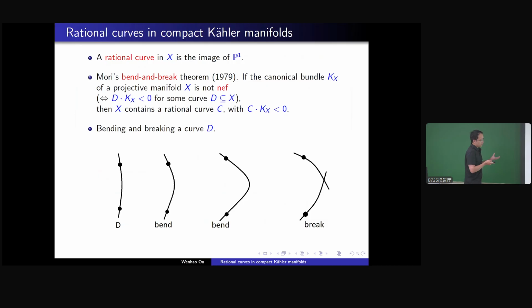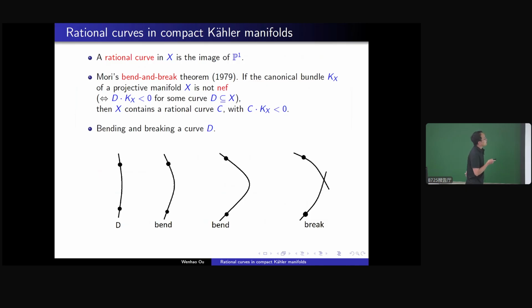We can imagine this happening in the real world, right? When we bend a string sufficiently, it will break. And one of these curves will have a smaller genus. We know that a rational curve is the curve with the smallest genus, genus 0. So we can continue this procedure of bending and breaking, and every time we reduce the genus, and finally we will obtain a rational curve. So this is Mori's Bend-and-Break theorem.